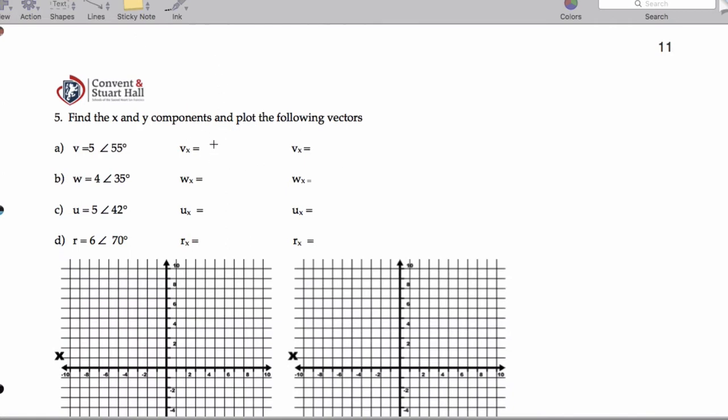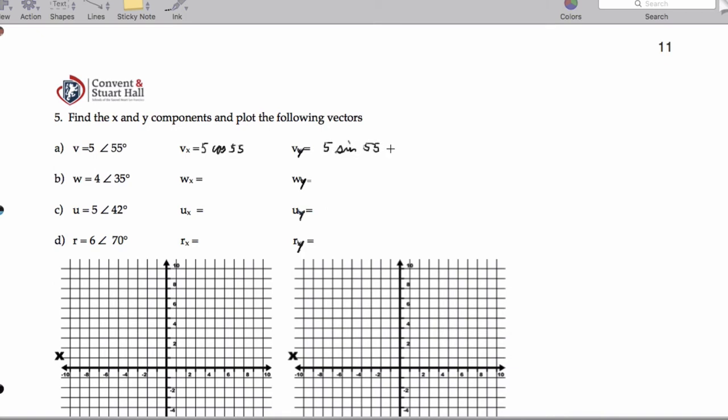So this is going to be v equals 5, vx is going to be 5 times the cosine of 55. And I'm sorry, these should all be y's. Let me go ahead and fix that right now. So this should be vy, vwy, uy, and ry. So Vx is going to be 5 times the cosine of 55. Vy is going to be 5 times the sine of 55.